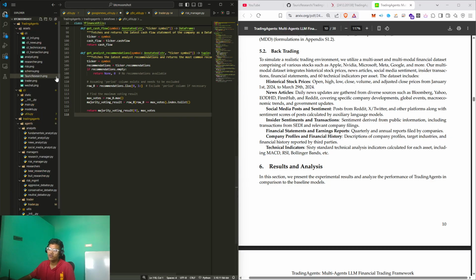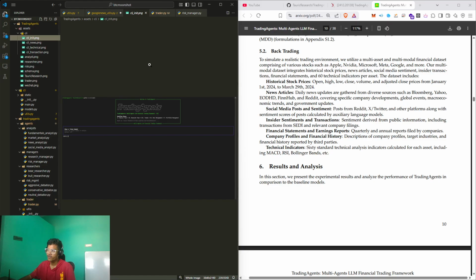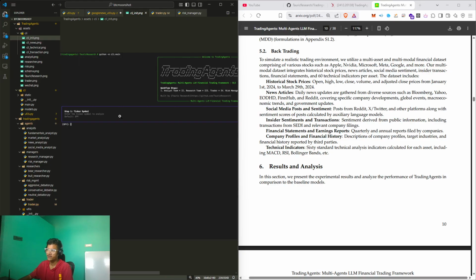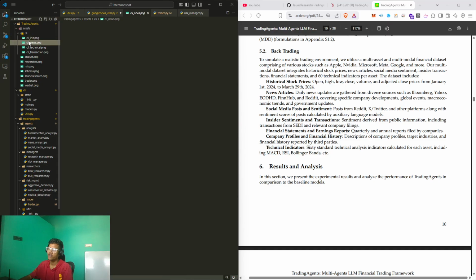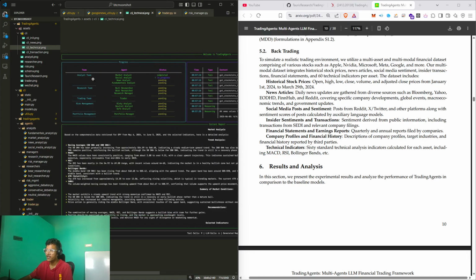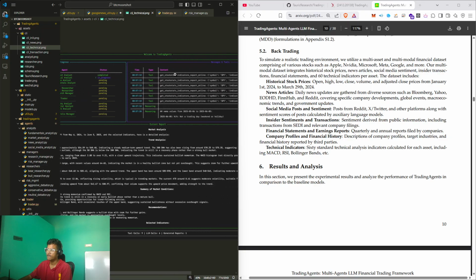And guys, don't worry, we're gonna be running this CLI soon enough. We're gonna be running this code and getting all the analysis in the CLI. If I go see all this: analyst team, research team, trading team, risk management team, they are running the analysis.